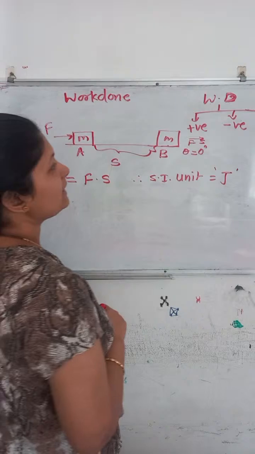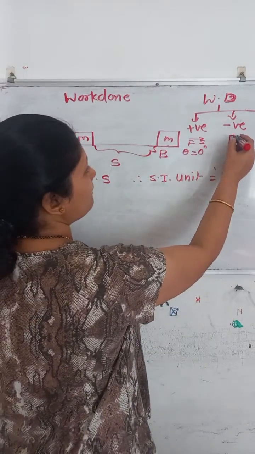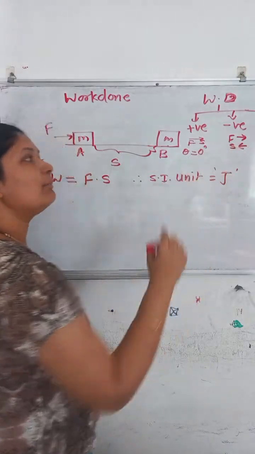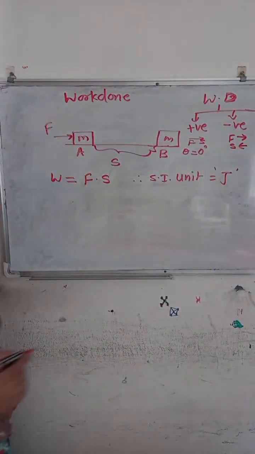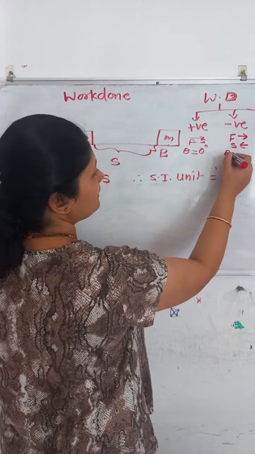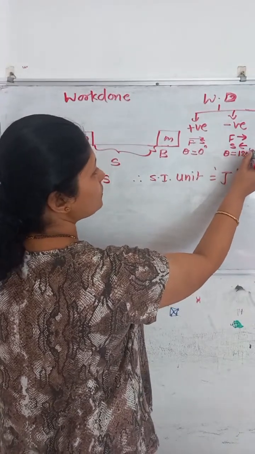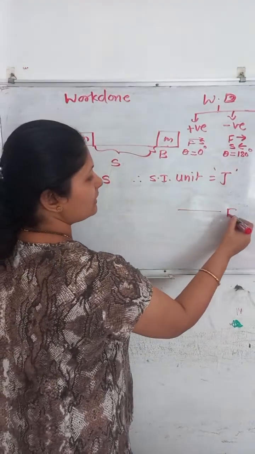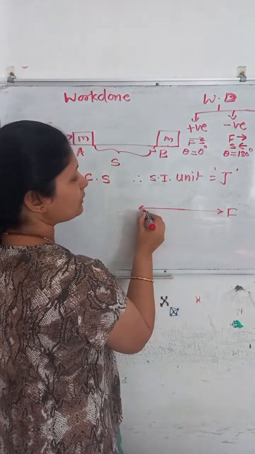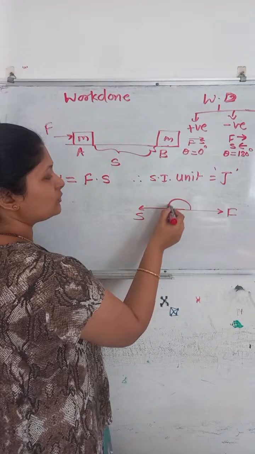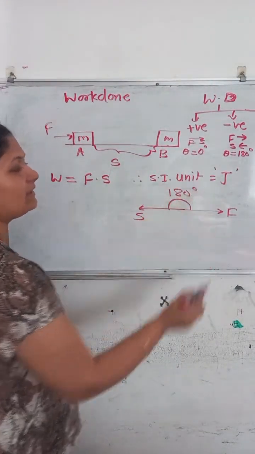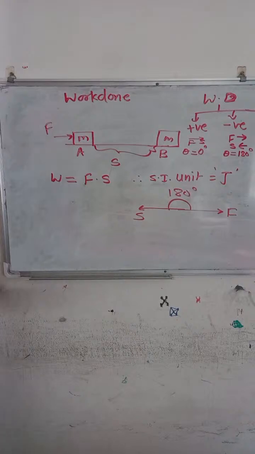Then what is negative work done? Applied force is in this direction and displacement is in the opposite direction. That is called negative work done, and in this case theta is 180 degrees. I am applying force in this direction and displacement goes in the opposite direction, so this forms a straight line angle of 180 degrees.